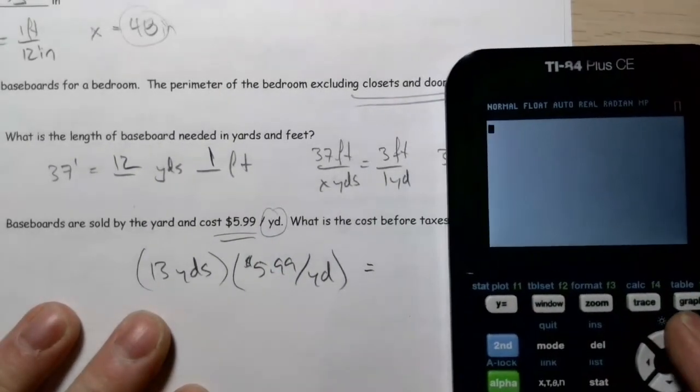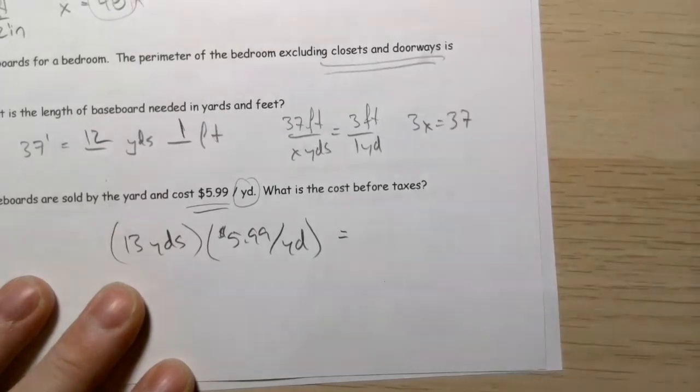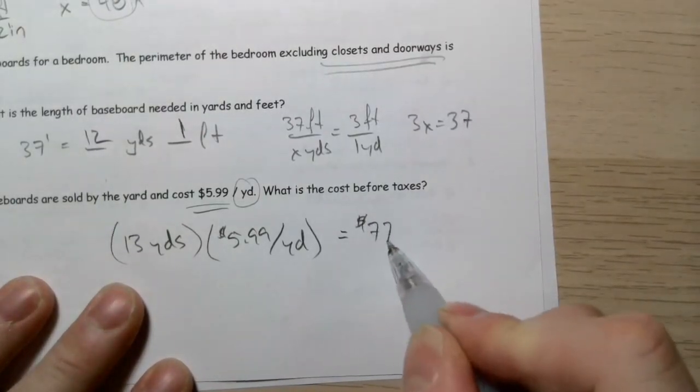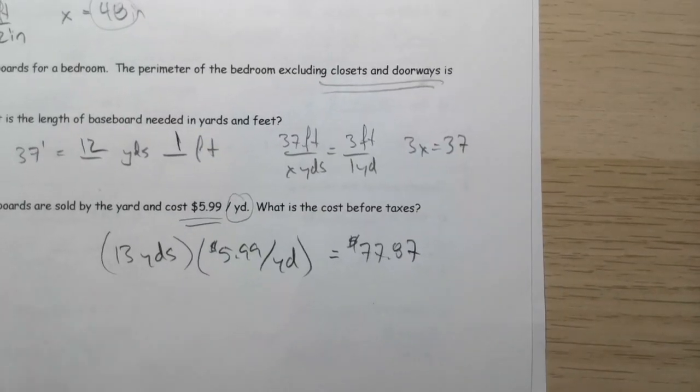So now, we're going to take 13 yards and multiply that by 5.99, and it's going to cost us $77.87 before taxes. Okay, so I hope that gives you some clarity on how we work with the imperial system and the metric system.